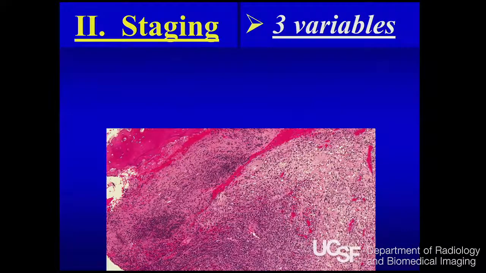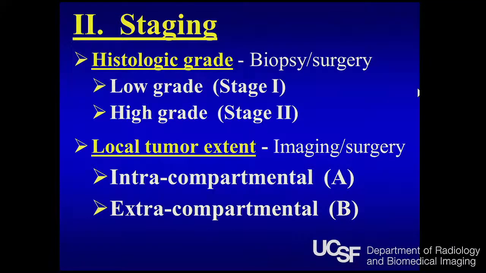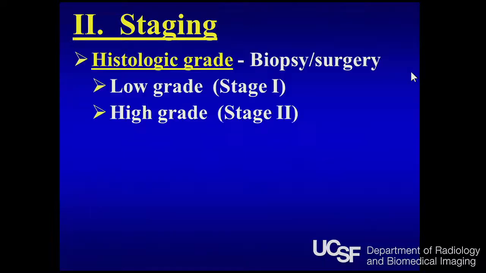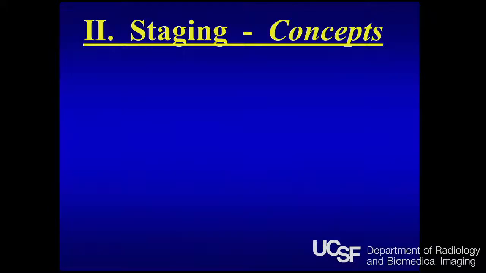What about staging? Well, very briefly, what you need to know is that there are three variables that go into staging of musculoskeletal tumors. There's the histologic grade, simply whether it's low grade or high grade. There's the local tumor extent, whether it is confined to the compartment of origin or whether it is extended beyond that. And then finally, whether or not there are metastases. So three basic variables: histologic grade, local tumor extent, and metastases.